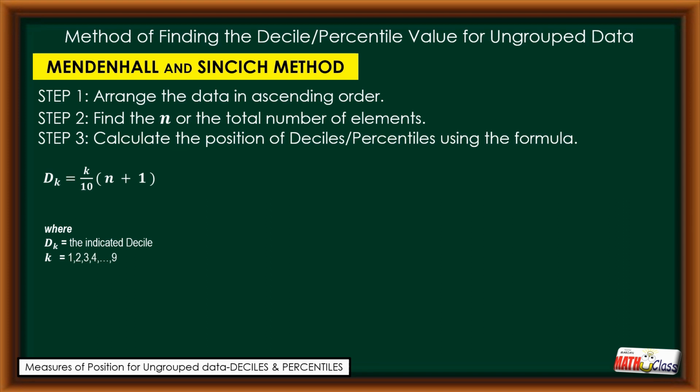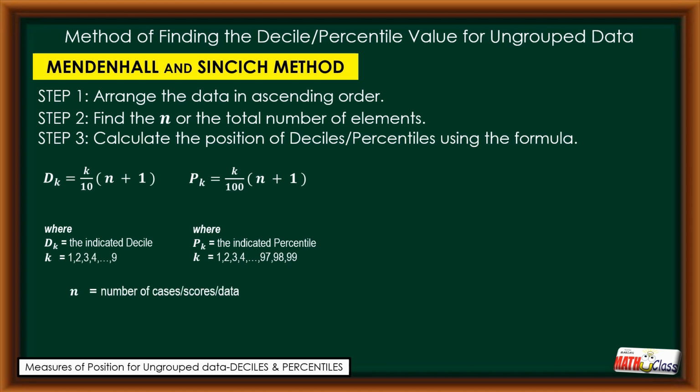Similarly, for percentiles, we will be making use of this formula. Pk is equal to k over 100 times the quantity of n plus 1, where Pk is the indicated percentile, and k could be equal to 1, 2, 3, 4, up to 99. So, the denominator is 100 because it divides the distribution into 100 equal parts. For the value of n, it is the number of cases or scores or data.